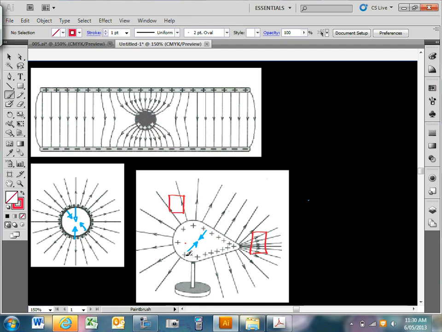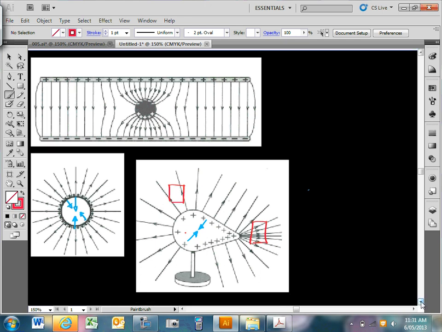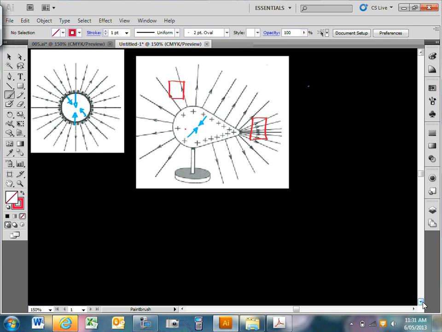Large radius, they spread out more. Small radius, they're closer together. The electric field is much more dense at the pointy end, at the small radius, and much less dense at the large radius. Last thing, and then we finish with the photocopier's application.